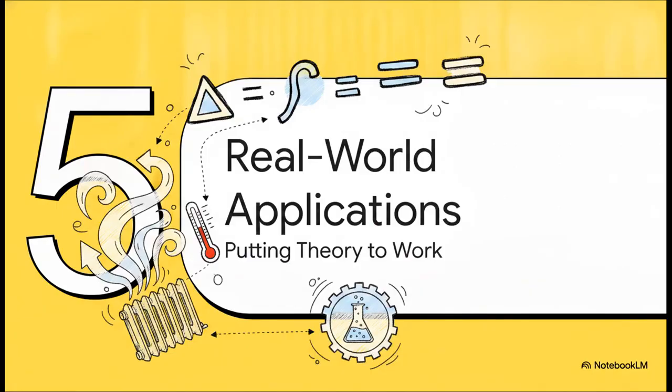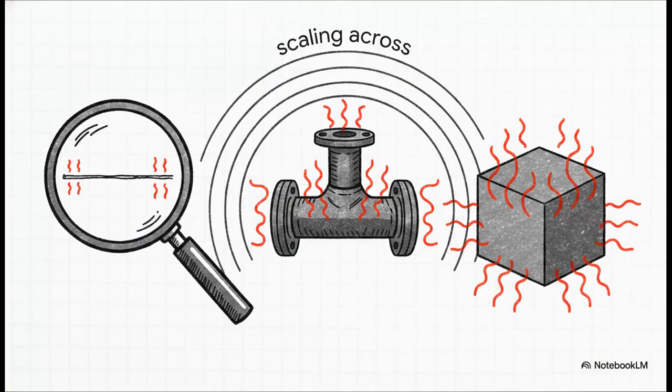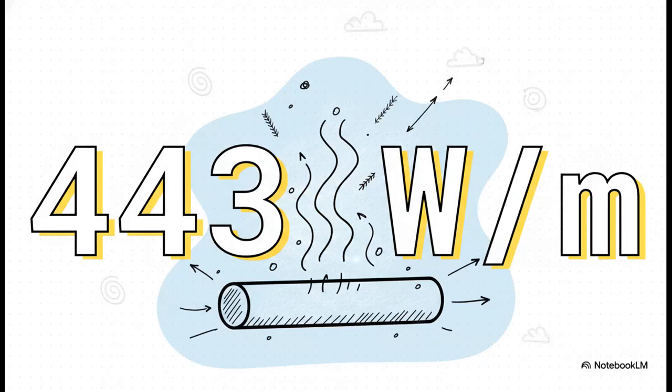And finally, Section 5, Real-World Applications, Putting Theory to Work. Consider the vast difference in scale we're dealing with here. We've got a microscopic 0.02 millimeter heated wire, a 1-foot industrial pipe, and a 20 centimeter cube. What is so remarkable about the math we've just unpacked is that the exact same equations, powered by the Grashof number and those empirical constants, scale effortlessly across all these vastly different scenarios. It's pretty amazing.